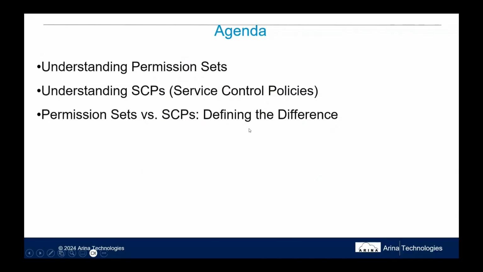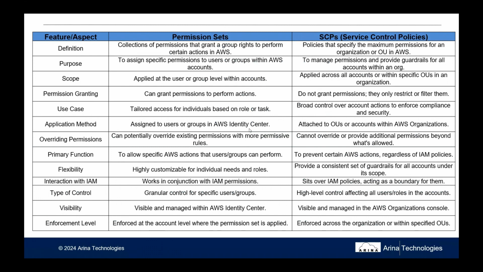What are the differences? As always, I have made this comparison table for you. You can click the link in the blog below, and take this comparison and use it for your purposes. This provides the comparison wherein, as I said, the definition of a permission set is nothing but a collection of permissions, policies that can grant only a group or a user rights to perform certain actions. What is a service control policy?